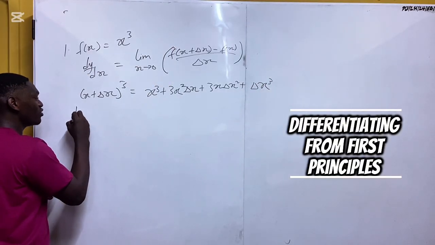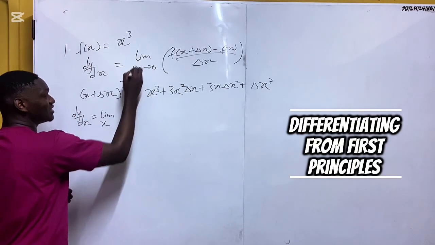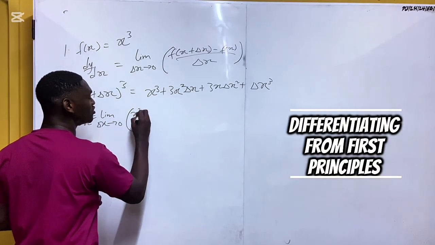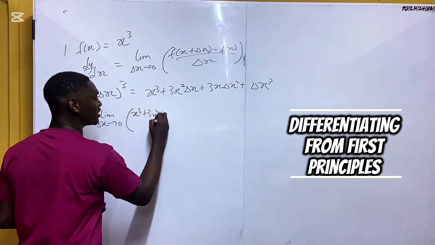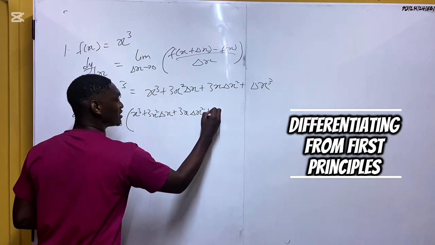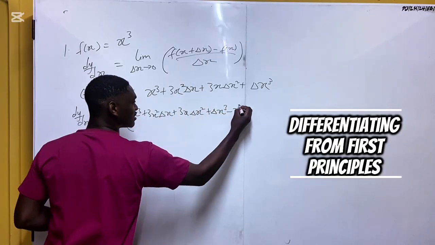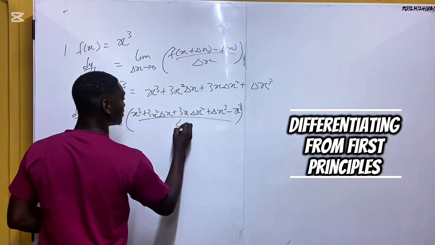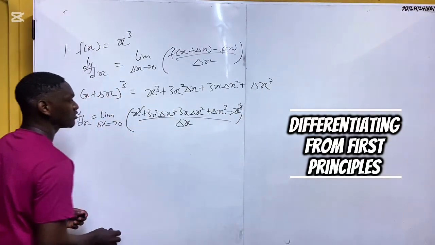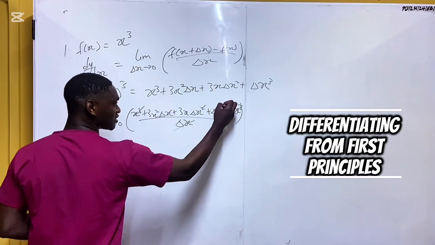It means that dy over dx is the limit as change in x approaches 0 of x cubed plus 3x squared change in x plus 3x change in x squared plus change in x cubed, minus f of x, which is x cubed, all over change in x. This can take care of this. And we have all of these. This will take care of one of this, and one of this.